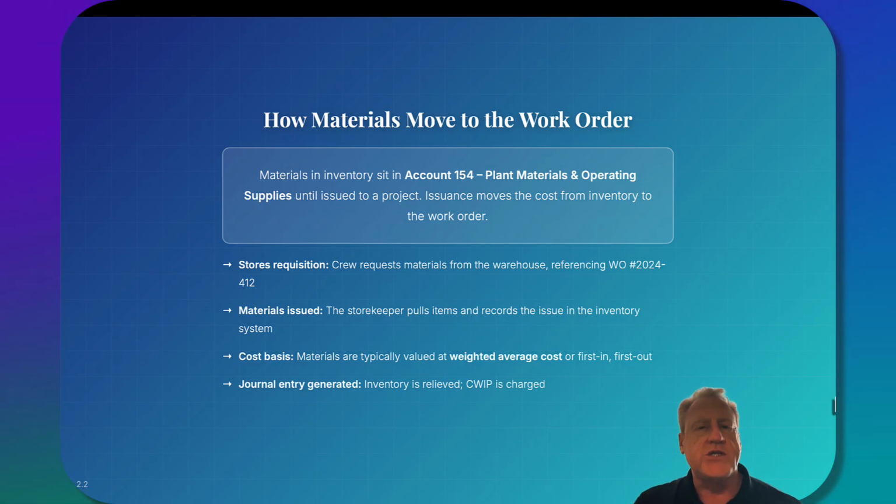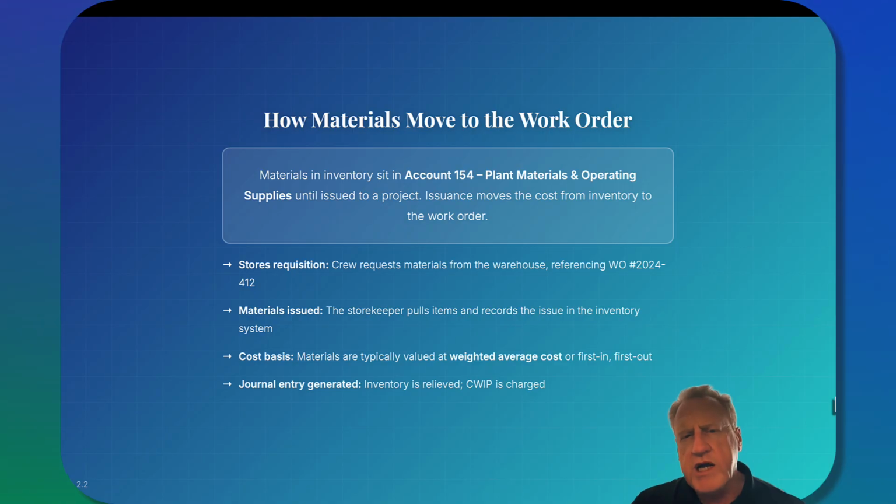Materials and inventory sit in account 154, plant materials and operating supplies, until they are issued to a project. So best practice is, when you buy inventory, put it in account 154. And in the work order process, the crew will request materials through your computer system if you have an ERP system, or perhaps they use paper for some of that. In any case, materials are requested for the project, and the reference on the materials issued ticket or the request would be this work order 2024-412.